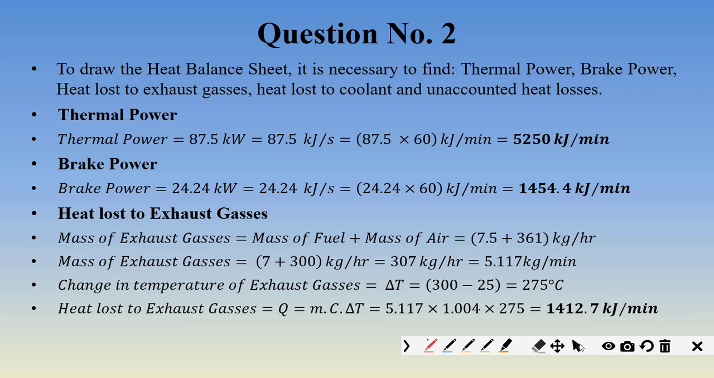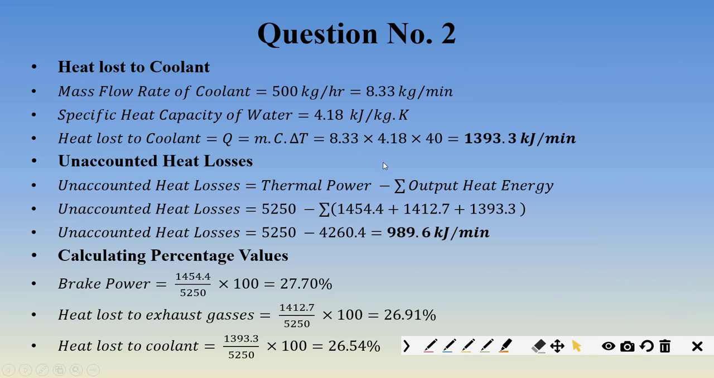After finding the heat loss to exhaust gases, the next thing I have to find is heat loss to coolant. Again, the formula is the same, Q equals m c delta T. What is the mass flow rate of coolant? They have given 500 kg per hour, converted into kg per minute by dividing by 60. The specific heat capacity of water should be known to you, 4.18 kilojoule per kg Kelvin. It will not be given to you in the exam. You should know it by heart.